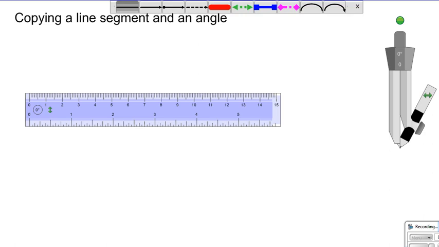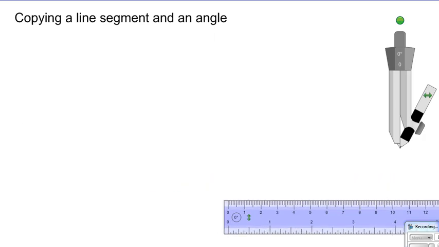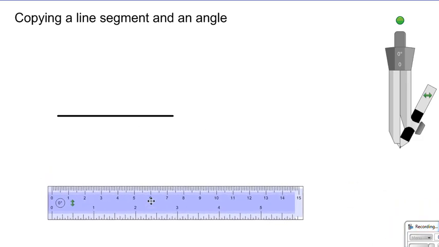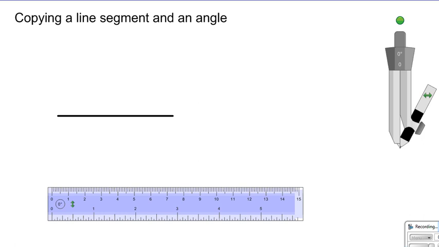Now, for example, if I have a line segment, let me try to draw a line segment first. Okay, so let us say I have one line segment here. Let me make it a bit smaller, it's a bit too big for my purposes. So in order for me to copy this line segment, what will I do? First, I'm going to draw a line.